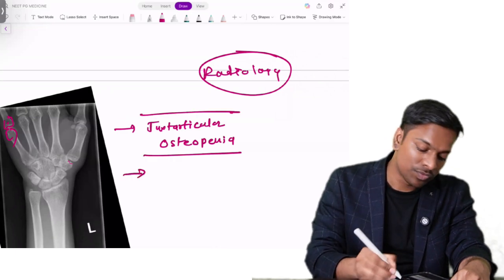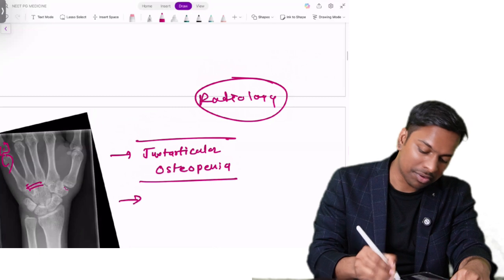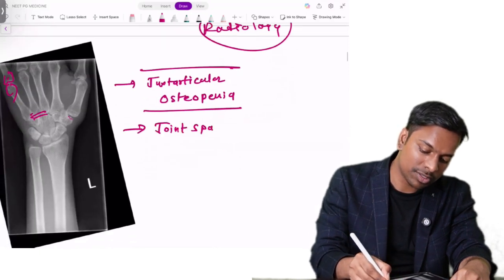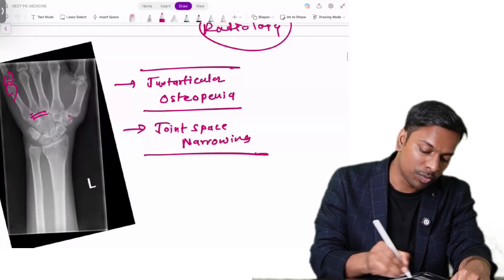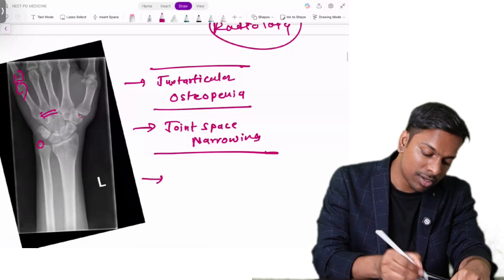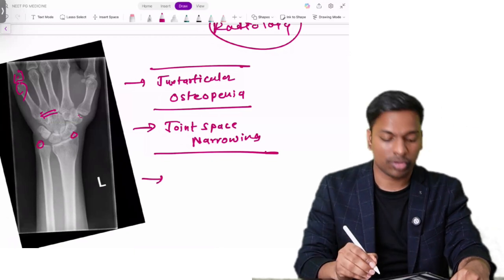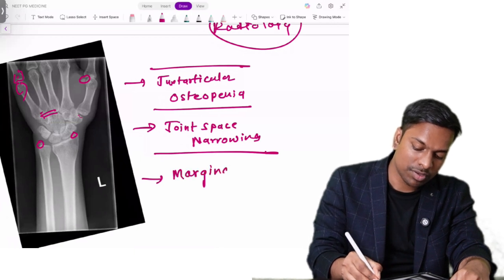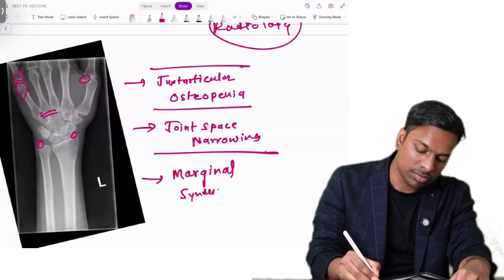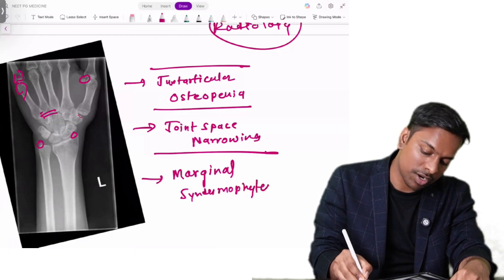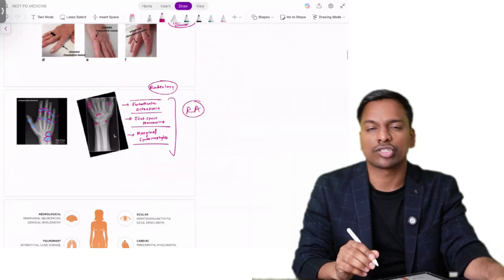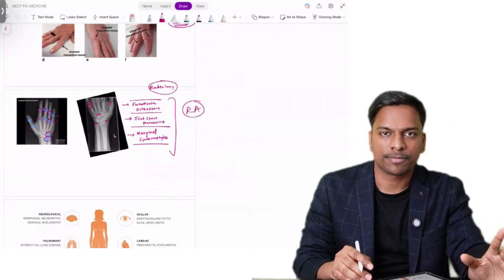Apart from that, we are seeing that there is joint space narrowing over here. So that is also one more feature. And one more thing over here, we can see this type of bony spurs can be there. Here also you can see. So these are marginal erosions that can be seen in case of RA. So these are the three important findings that you should never miss whenever we see a patient of rheumatoid arthritis. I hope I'm clear, right?